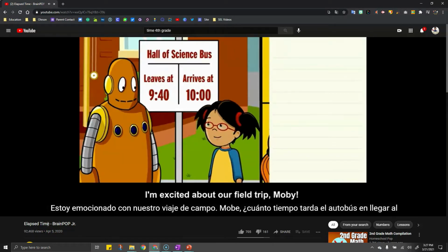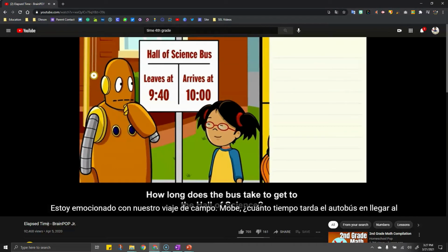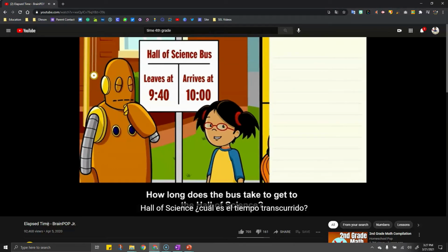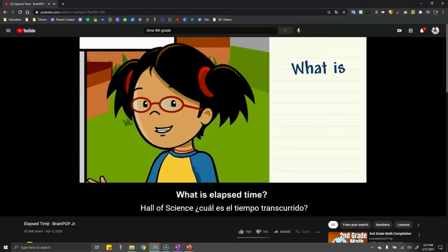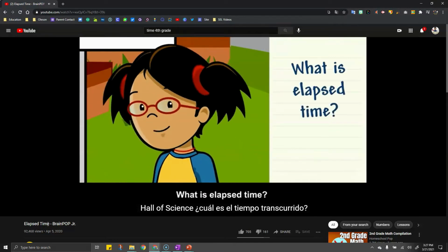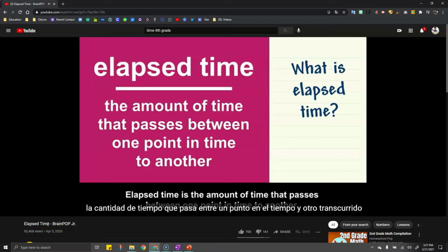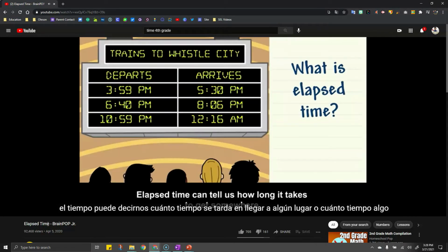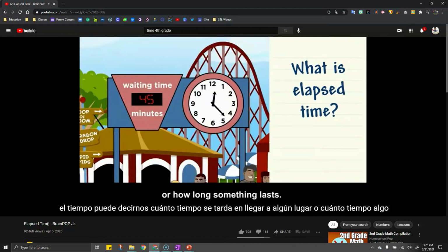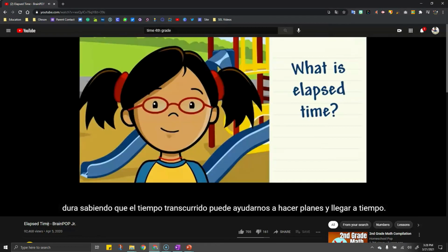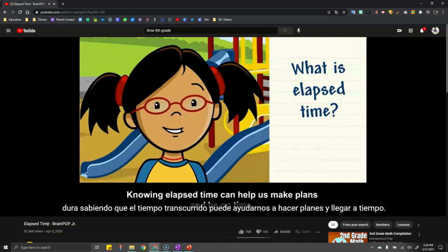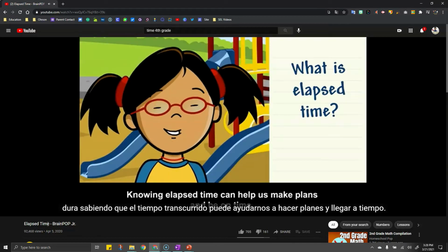I'm excited about our field trip, Moby. How long does the bus take to get to the Hall of Science? What is elapsed time? Elapsed time is the amount of time that passes between one point in time to another. Elapsed time can tell us how long it takes to get somewhere or how long something lasts. Knowing elapsed time can help us make plans and be on time.